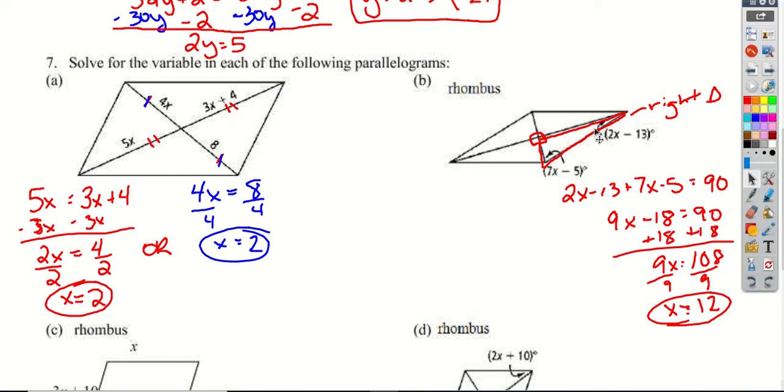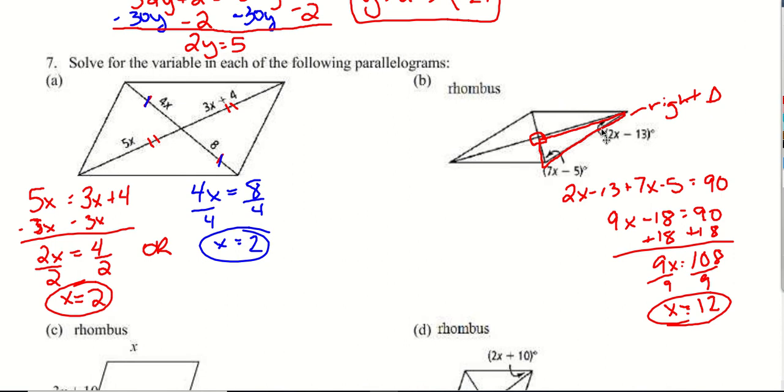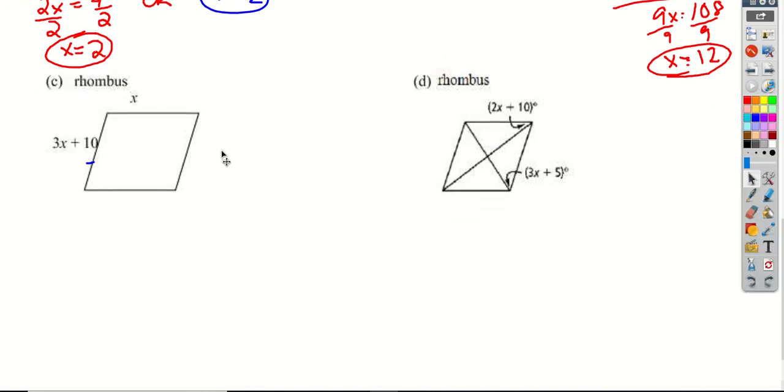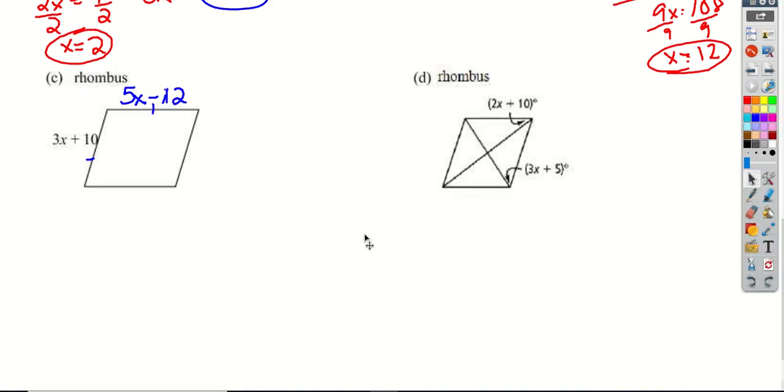Now, there's some people who also took a look at this, and they knew that if this angle is 2x minus 13, so are these 4. And if this is 7x minus 5, so are these 4. So they did like 4 times 7x minus 5 plus 4 times this is equal to 360. Or they kind of just did like this, and these two make 180. So they did 2 of these and 2 of these. So there's really a bunch of ways to get what x is, but you should get 12 however way you choose to do it. In C, we're changing this x to 5x minus 12. Otherwise, we'll get a negative answer.